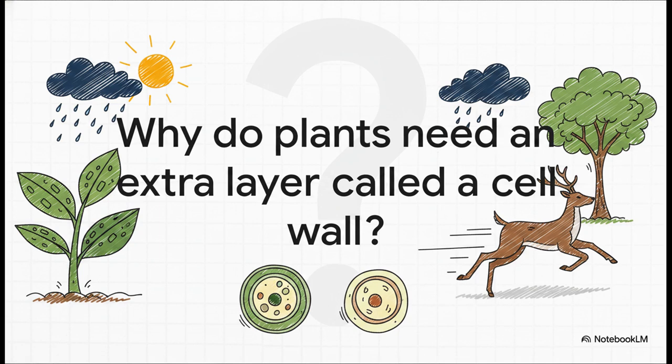But here's an interesting question for you. Why do plants have an extra rigid layer outside their membrane called a cell wall, while we don't? Well, think about it. Animals can run away from a rainstorm or find shade on a scorching hot day. Plants are fixed in one place. They literally can't move. So they require this extra tough cell wall to withstand severe environmental changes, and specifically to keep their cells from bursting when they take in huge amounts of water.